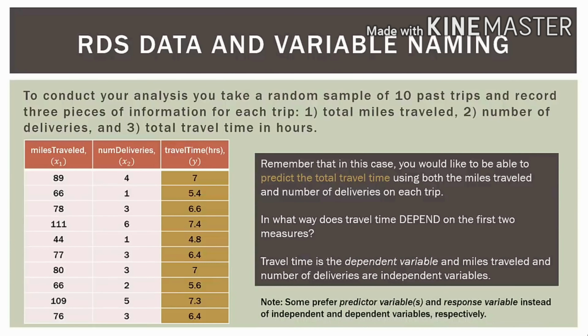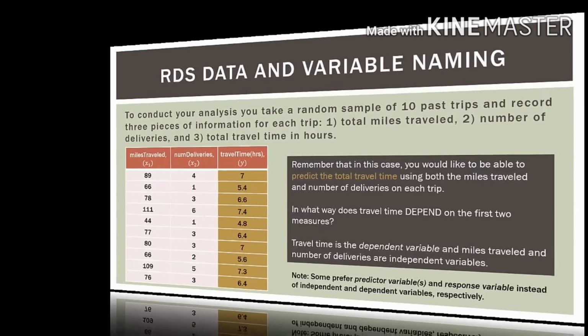One note here, some prefer predictor variables and response variable instead of independent and dependent variables respectively. Since most stats textbooks use independent variable and dependent variable, I am going to stick to that. But I do subscribe to the case of predictor variables and response variable. Just keep in mind that depending on the textbook you're using and your professor, you may hear both or one or the other.